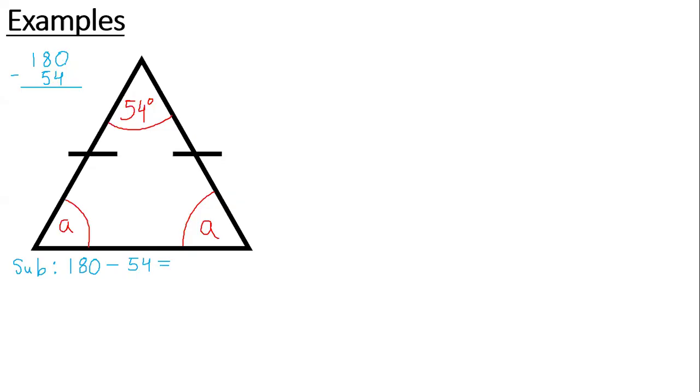Zero minus 4, we can't do that, so we borrow, and it becomes 7. 10 minus 4 is 6. 7 minus 5 is 2. I got 126 when I subtracted. What y'all got? I got 126 as well. Very good. 126.